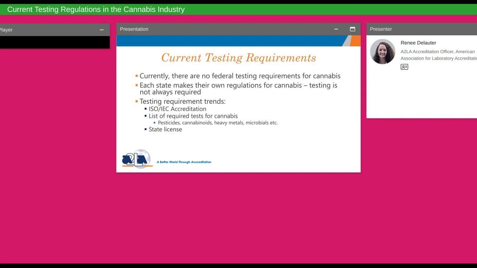Other requirements include required tests such as pesticides, potencies, heavy metals, and microbials, and the limits of detection for each test required to pass. A license is also required. Some states require labs to hold a state license to test cannabis as well.